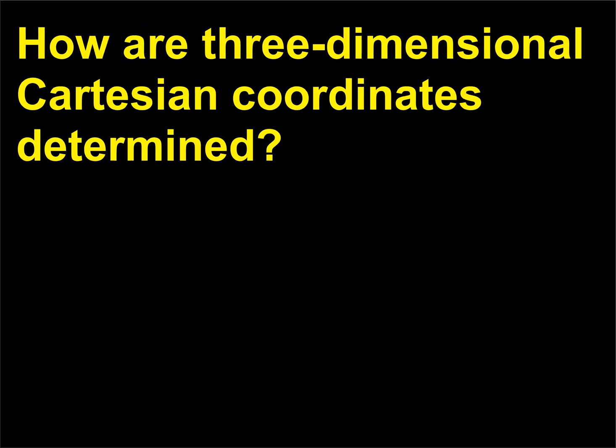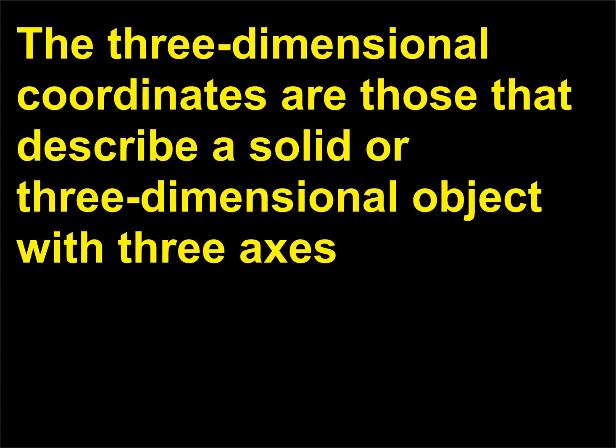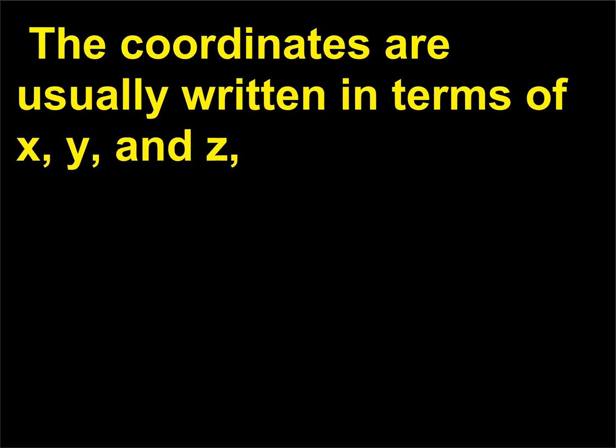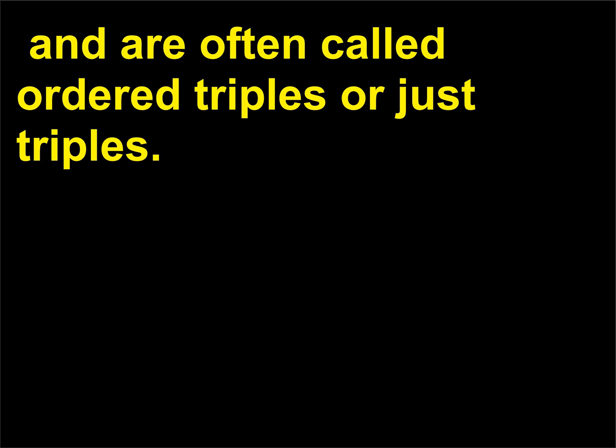How are three-dimensional Cartesian coordinates determined? The three-dimensional coordinates are those that describe a solid or three-dimensional object with 3 axes or 3 planes, the usual 2 axes, as in the two-dimensional system, and an additional line. The coordinates are usually written in terms of x, y, and z, and are often called ordered triples or just triples.